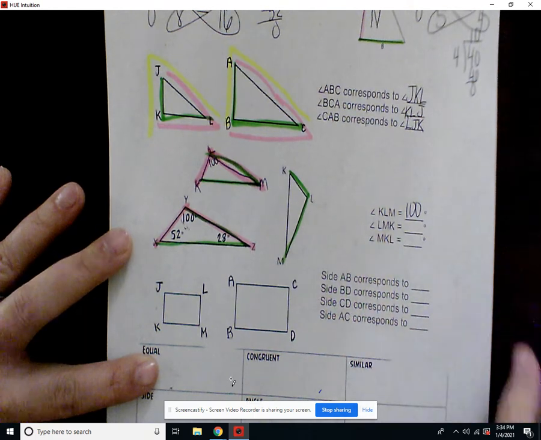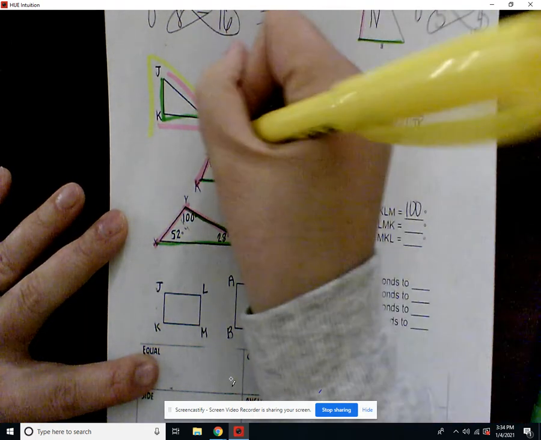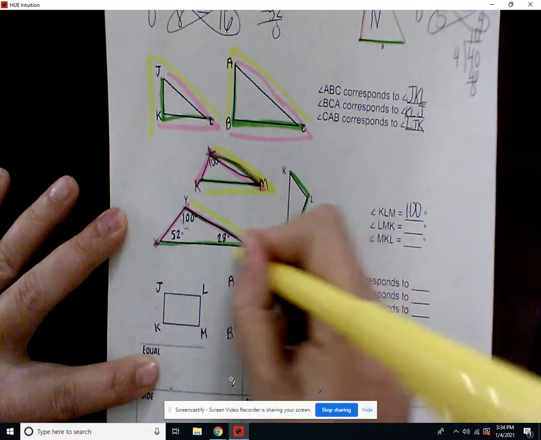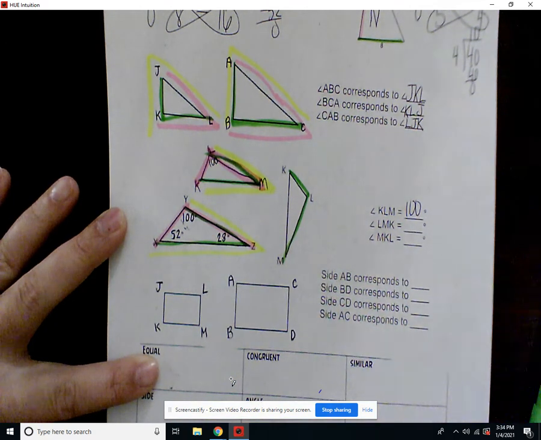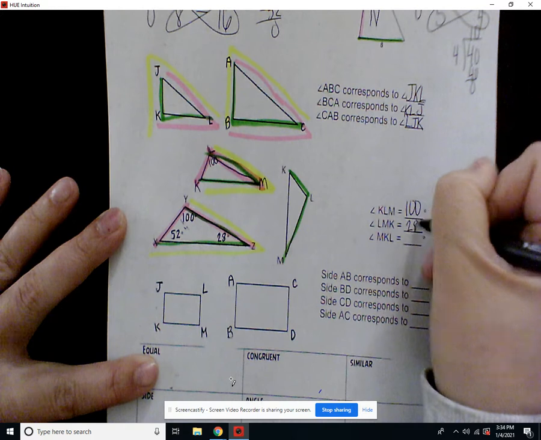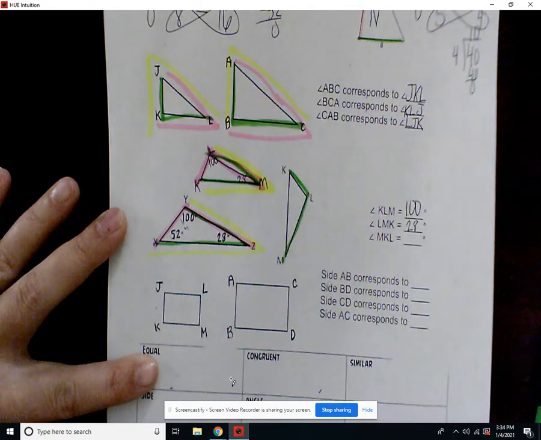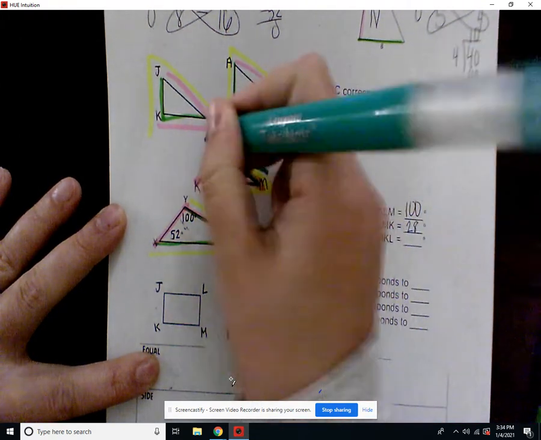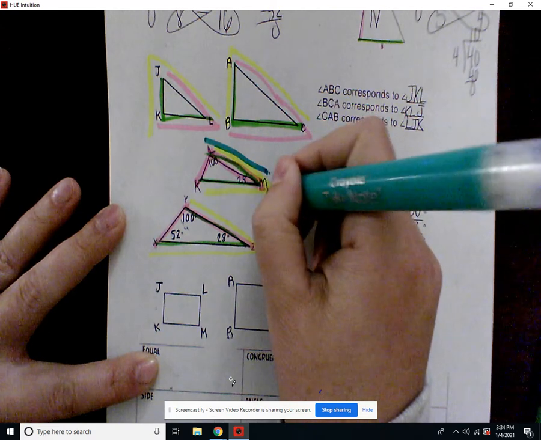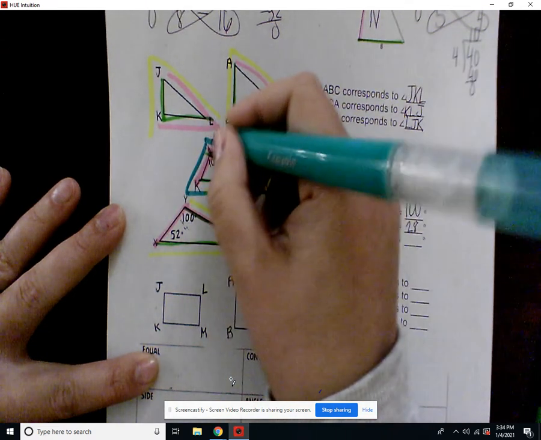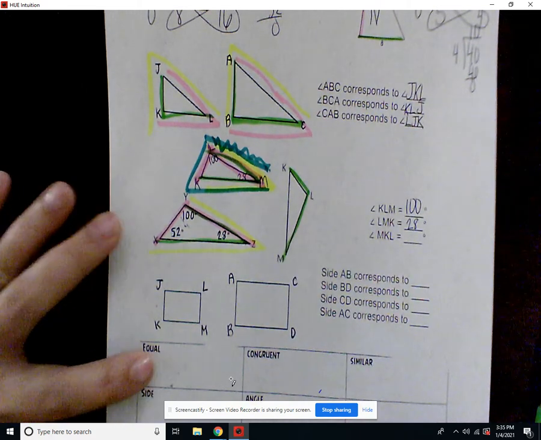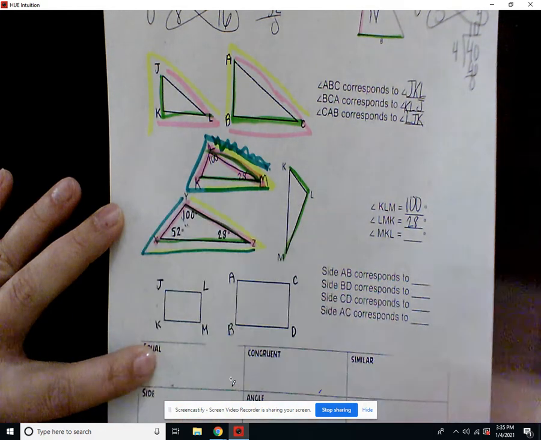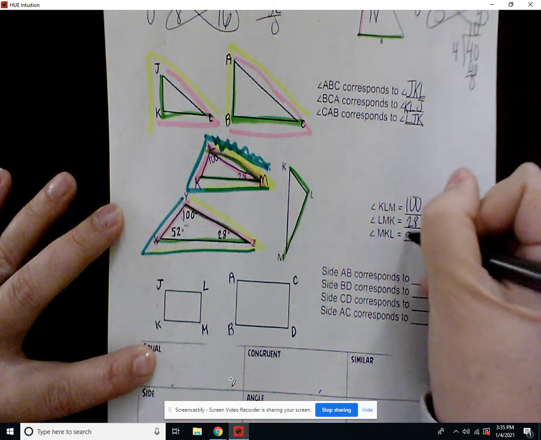Okay, so now we have LMK. So we have L to M to K. So it's going to be the same thing as Y to Z to X. So that angle in the corner is 28. And then our last one is MKL. So we have M to K to L. I'm not doing very good on this. All right, and so that number is M to K to L. So the same thing as Z to X to Y. And that number is going to be 52.